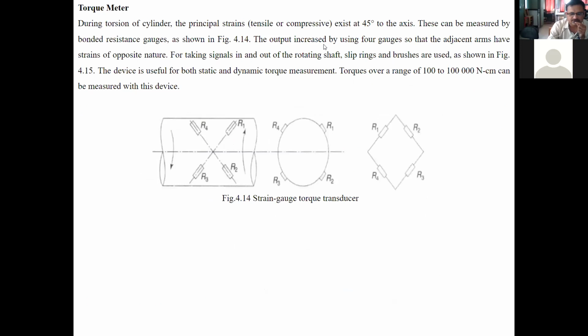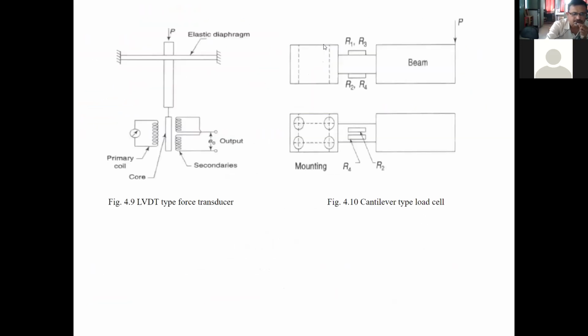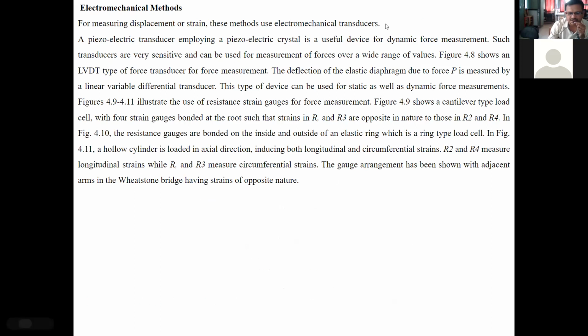Therefore, today we will see this force measurement only. Now, the last method is the electromechanical methods. For measuring displacement or strain, these methods use electromechanical transducers. Electromechanical means electrical and mechanical, that is, mechanical displacement is converted into electrical output. A piezoelectric transducer employing a piezoelectric crystal is a useful device for dynamic force measurement. Such transducers are very sensitive and can be used for measurement of forces over a wide range of values.